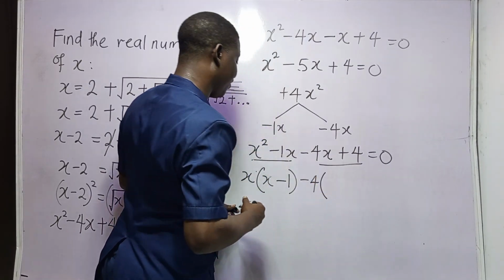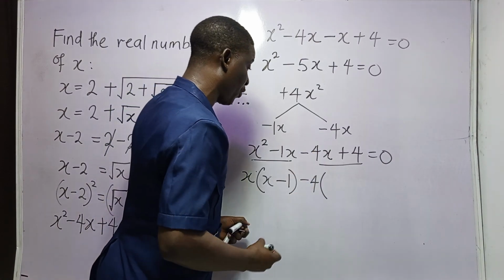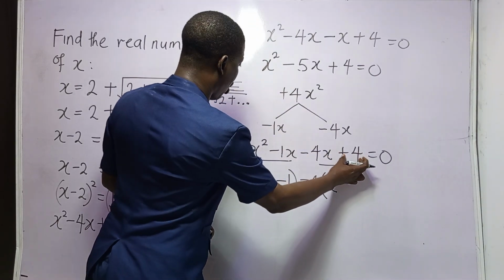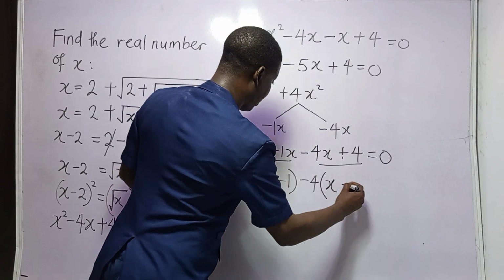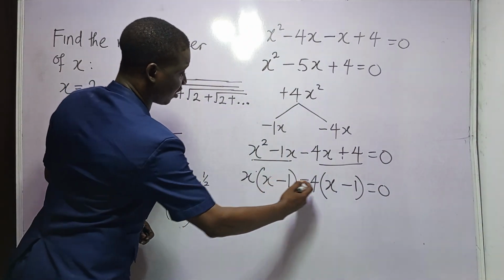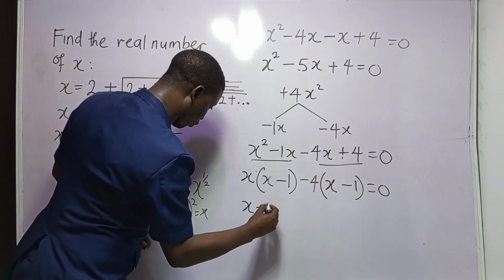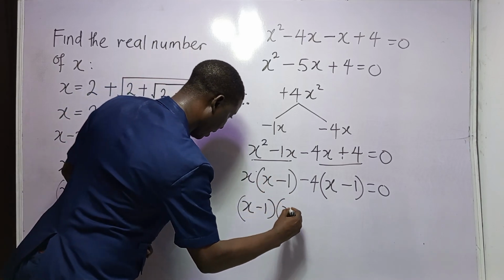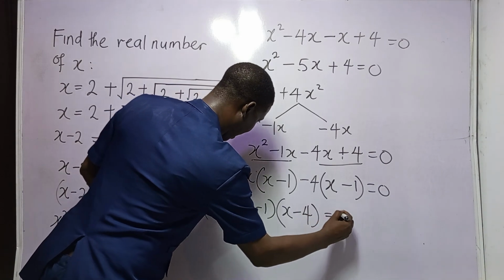So we are going to have it like this. Minus 4x divided by -4, I'm going to have ordinary x. Then plus 4 divided by -4, we are going to have -1 equal to 0. So this thing I will now factorize is what is common on both sides. For the factorize, x minus 1 is common. If you remove x minus 1 here, x will remain here, and we are going to have -4 on the other side.